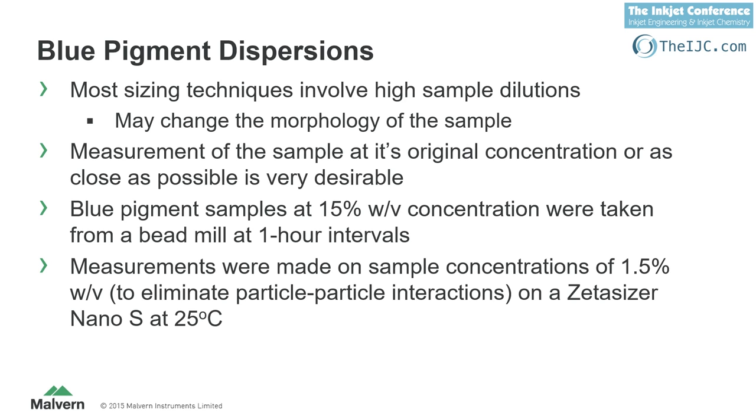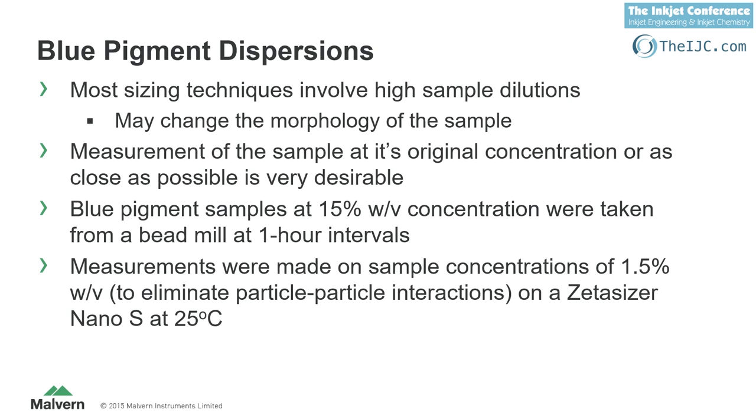So the example that we'll look at from the Zetasizer from dynamic light scattering is looking at blue pigment dispersions. So in general, to do any particle sizing, we have to significantly dilute the sample, and that can cause problems in terms of we don't really know what that does to the sample, how much it changes the sample from its initial concentration to the concentration at which we need to measure it. So being able to measure it at its original concentration or as close to it as possible is what we want to do.